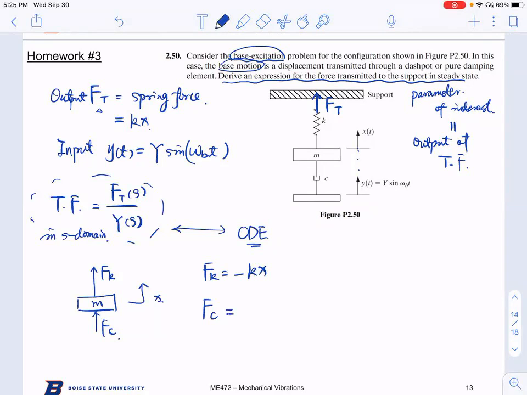So your Fc is c times (y dot minus x dot), right? If your base is moving faster than your top, that means your dashpot is going to push your mass upward. According to Newton's second law, your Fk plus Fc is generating a positive acceleration. So if you plug everything back in, you have m x double dot equal to c y dot minus c x dot minus kx.